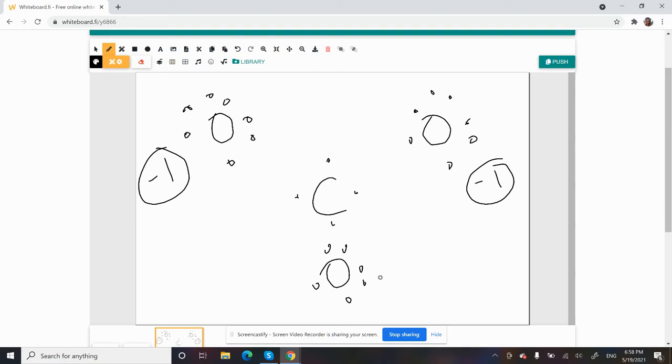Now, this oxygen has 6, so it wants to bond 2 times, and then each of these have 7, so they only want to bond 1 time. And it does not matter which of the 2 oxygens I picked. I could have picked any 2 of them. The 2 that have the negative charge should have a single bond. The one that doesn't should have a double bond.